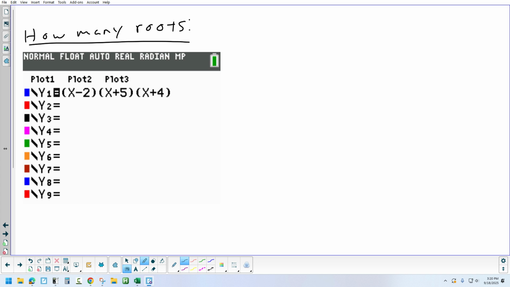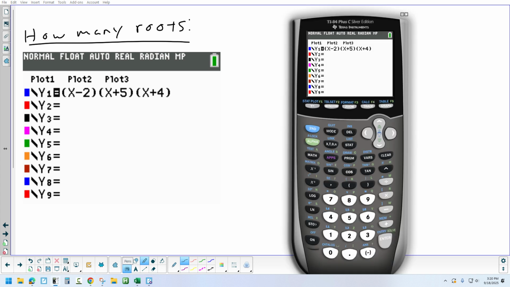What's another way of me asking that question? How many times it crosses the x-axis? Yep, how many times it crosses the x-axis? And what's one other way we could see that word? Yeah, how many zeros does the graph have? Okay, so to figure that out, the first step is to type it in.